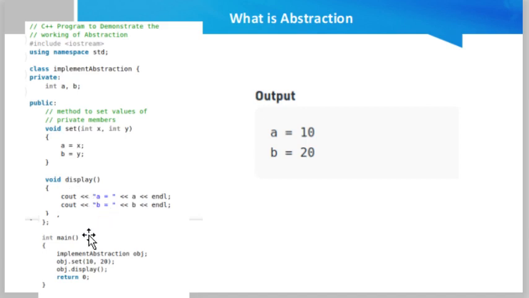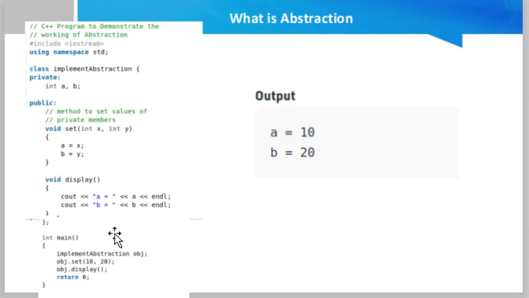Now the main method will create an object of the implement abstraction class. Here we have created obj, which is the object of the implement abstraction class. Then we call obj dot set with 10 comma 20. When we call obj dot set, it will call the set method, which means the value of a will be set as 10 and the value of b as 20. Then we call obj dot display, which will call the display method and show that the value of a is equal to 10 and the value of b is equal to 20.